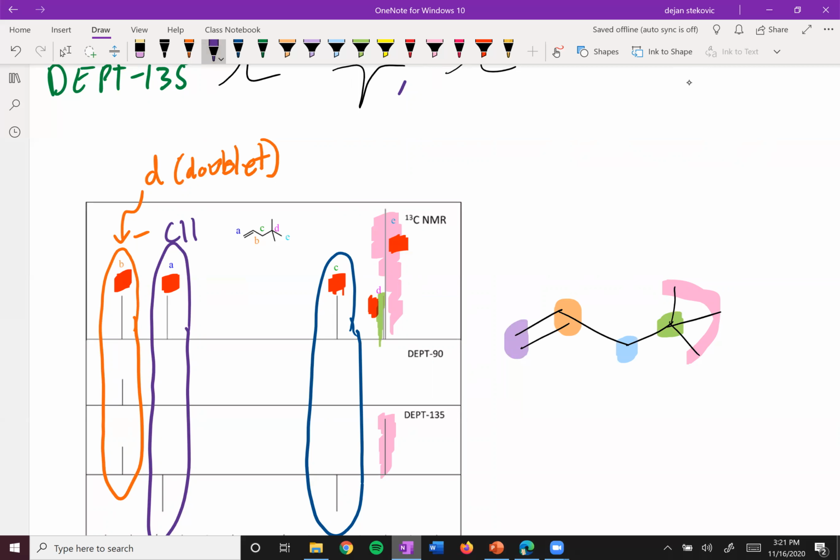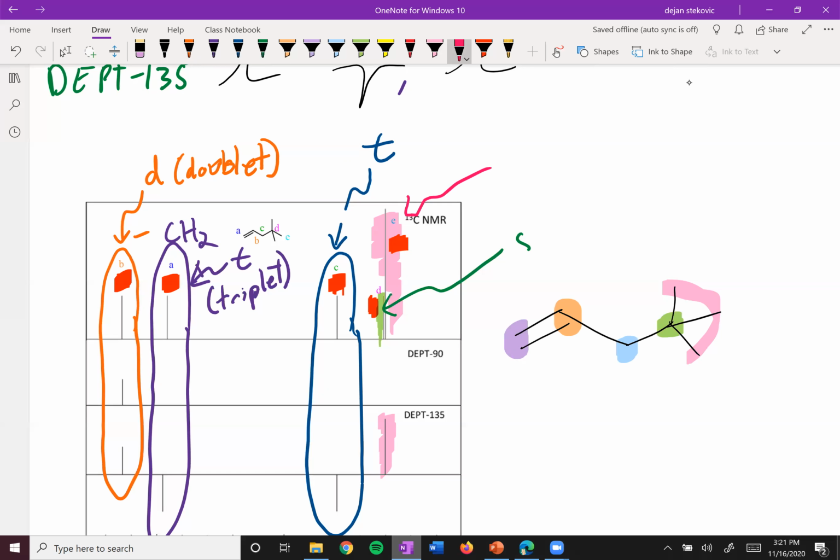This right here was a CH2. And so we would call this then a triplet, or you'll just see a little T. Right, this is also a CH2, so that'll also be a triplet. This quaternary carbon right here will be a singlet, or you'll just see a little S. And then finally, this CH3 will give a Q for quartet.